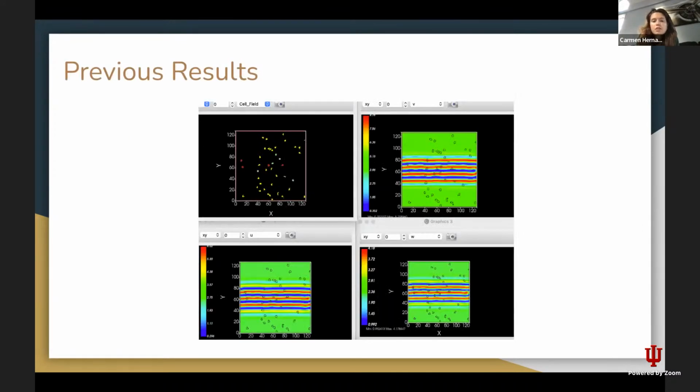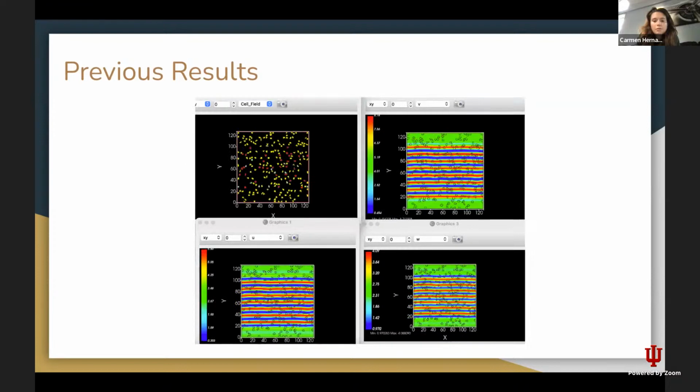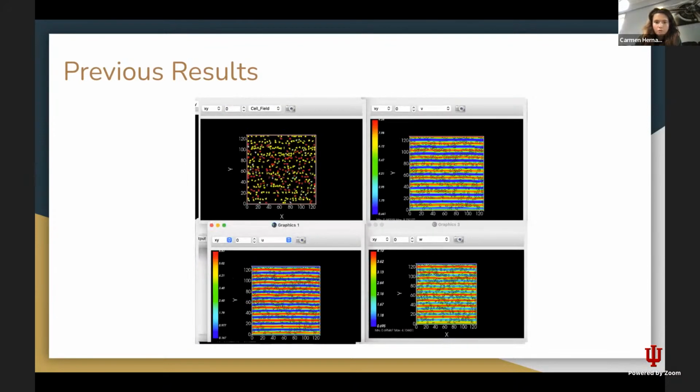And then here's just a little demonstration of our previous results. So you can see here, there are cells seeded in the cell field, and each of the fields are being made. And then as we go through, more cells develop and start to form that stripe formation. But it's mostly based off of the different fields, not as much what the cells are doing themselves.